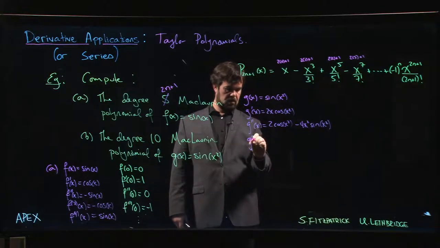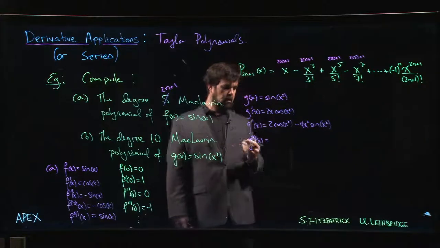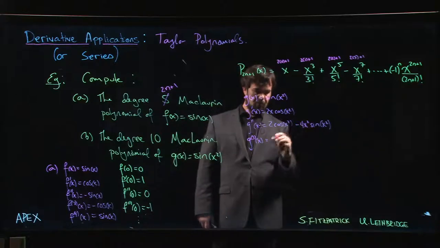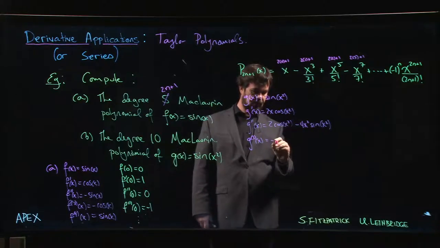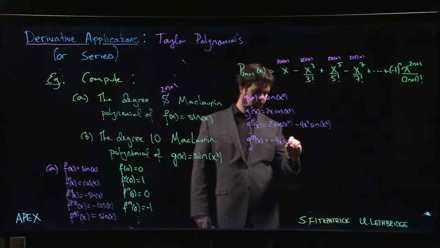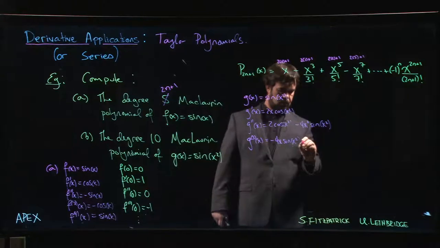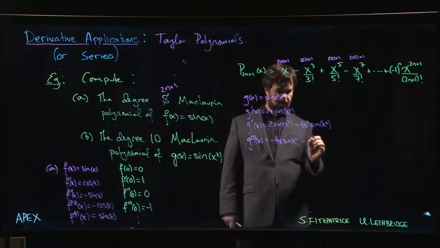Okay, and by now you're probably getting concerned that I said I wanted to go all the way to 10 derivatives. Let's do a couple more. Derivative of cos is negative sine, right? 2x is going to come out. Minus 4x sine x squared, okay? Minus 8x sine x squared.